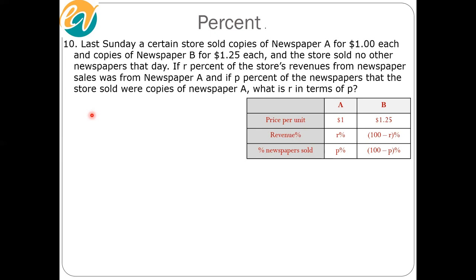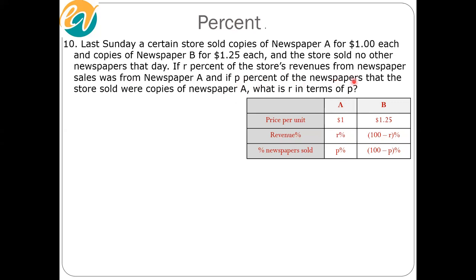Okay, so let's interpret this table as given to us: newspaper A, each copy is $1, and newspaper B, each copy is $1.25. Then R percent of the store's revenues from newspaper sales was from newspaper A. So obviously the remaining 100 minus R percent revenues of the store were from the sale of newspaper B, right?